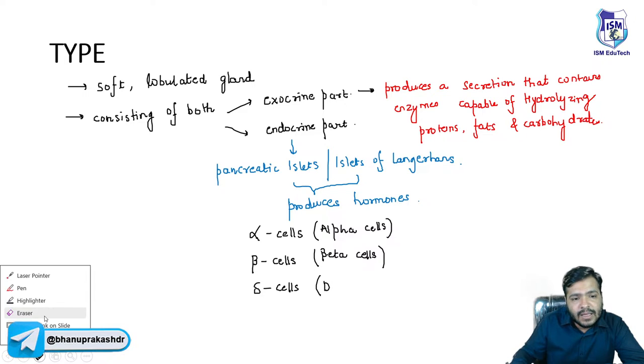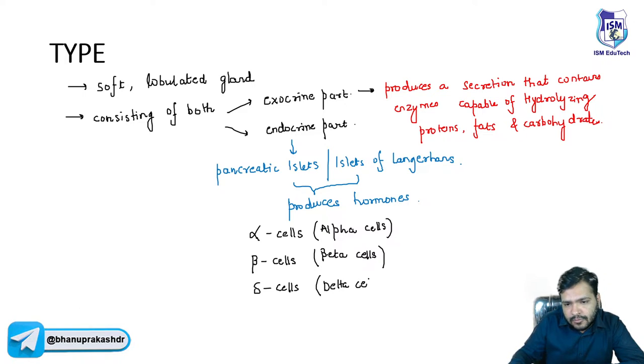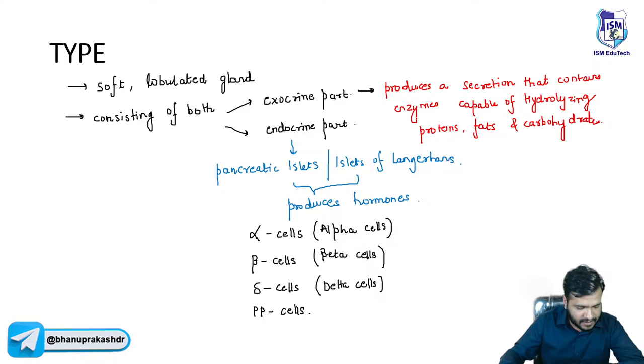Now, can anyone tell me in the chat box, the alpha cells of the pancreas will release which hormone? I'm waiting for your answers. And we have the PP cells. Yes, Ravinder, it is right.